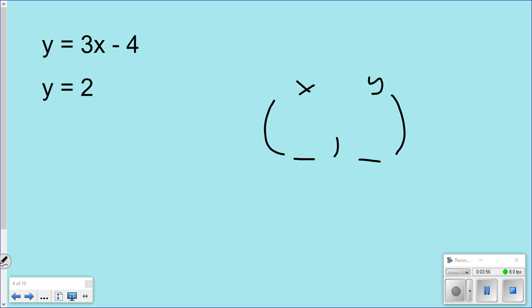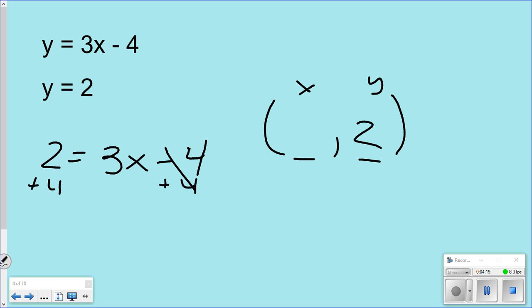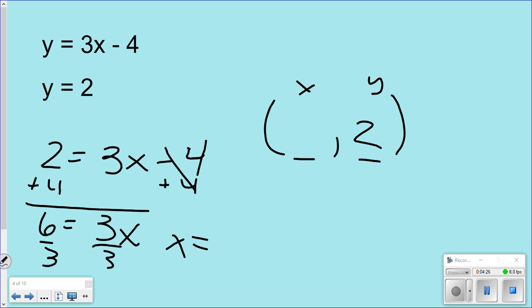Okay, so what's your y? You know that one, right? Yeah, that's a given. So then you're going to take this and put it up here. So it's going to be 2 equals 3x plus 4. Does anybody remember how to solve this two-step equation? How would you solve this? Add 4 to both sides, right? Plus 4, plus 4. I get 6 equals 3x. Divide by 3. X is going to be what? 2. That would have been the answer for this one.